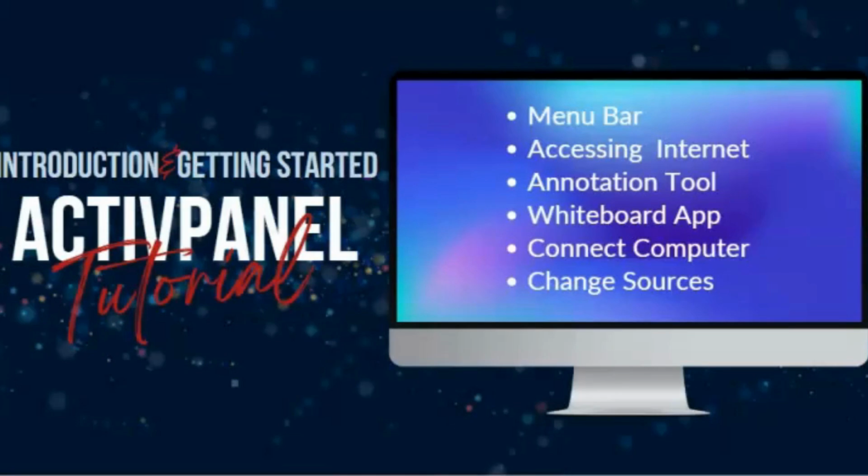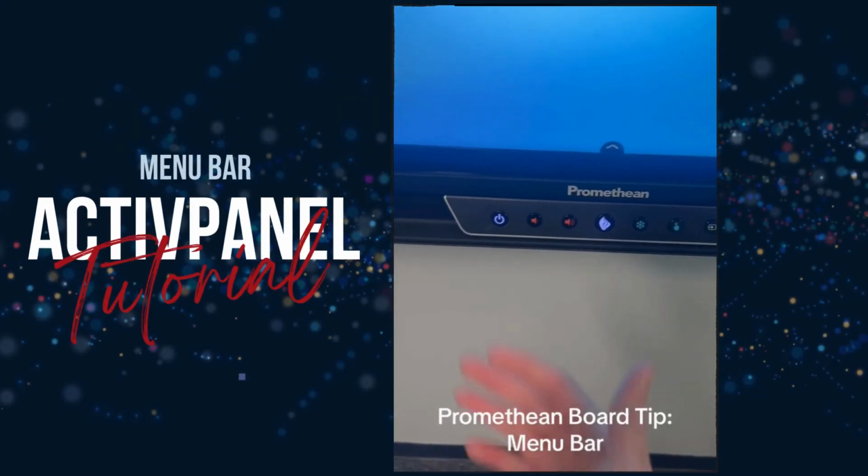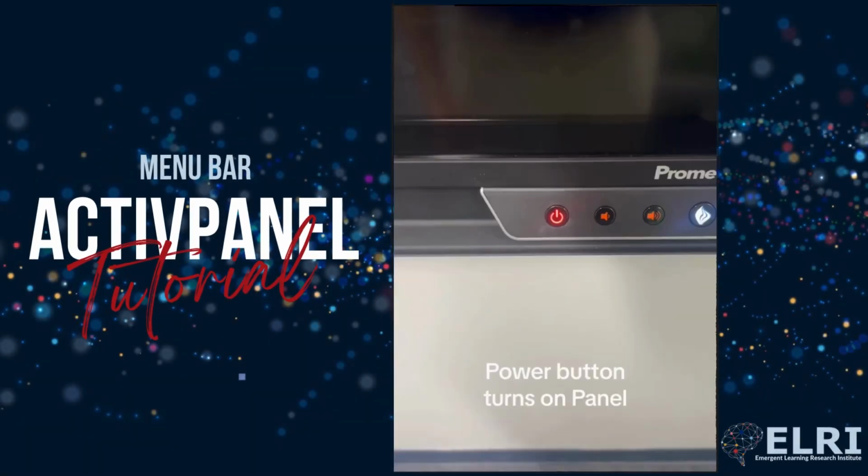Are you ready to get started? Well, one of our techie students, Reagan, is going to walk through some of the getting started items, and this includes the menu bar and what it includes that you can access, the internet, the annotation tool, which is one of my favorites, the whiteboard app, connecting a computer, and changing between sources. So let's get started. Let's go over how to use the menu bar on your Promethean board.